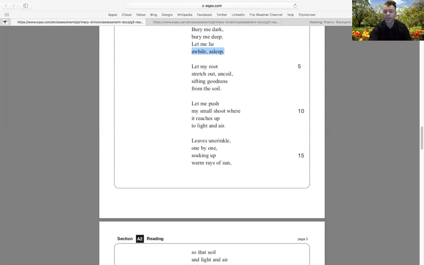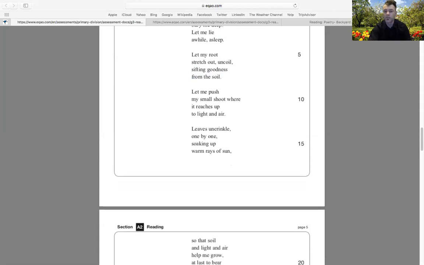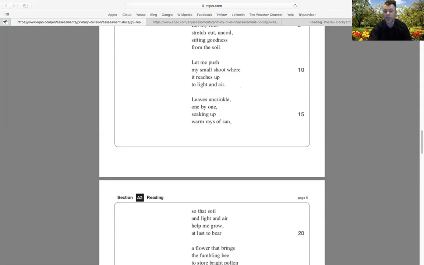So there's some personification. Let my roots stretch out, uncoil, sifting goodness from the soil. All right, we have some rhyme: deep, asleep, uncoil, and soil. Let me push my small shoot where it reaches up to light and air. If we don't know what a shoot is, it's for those of you who may not have done bean plants when you were in primary. We know it's that little vegetation that grows out from the seed to go out of the soil to reach the sun. So that's that special word.